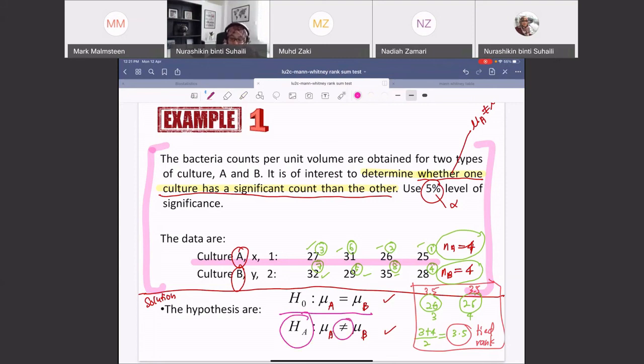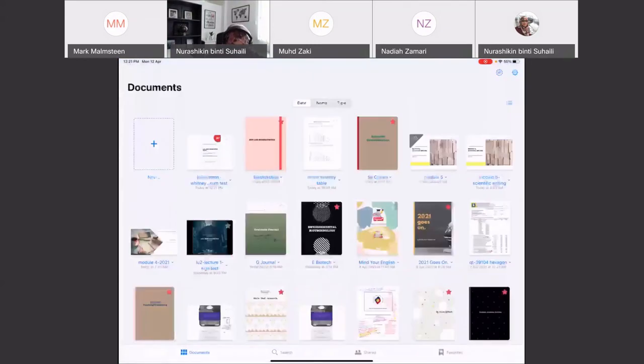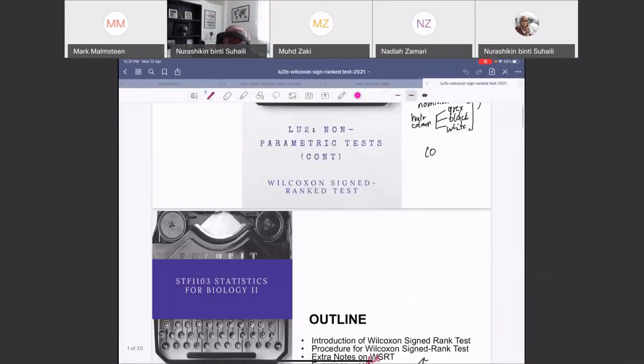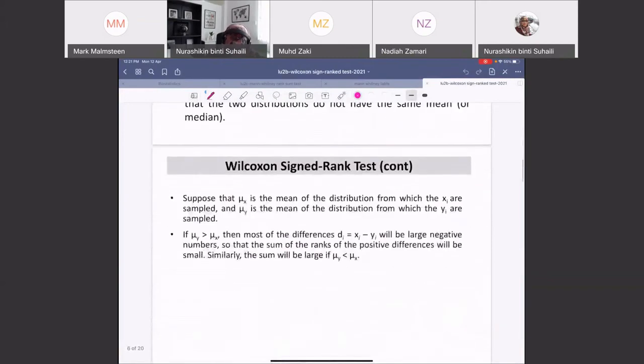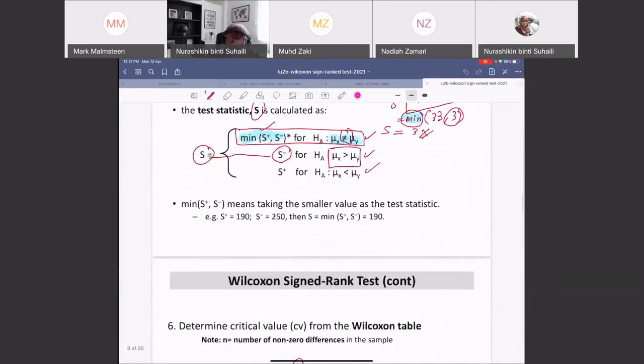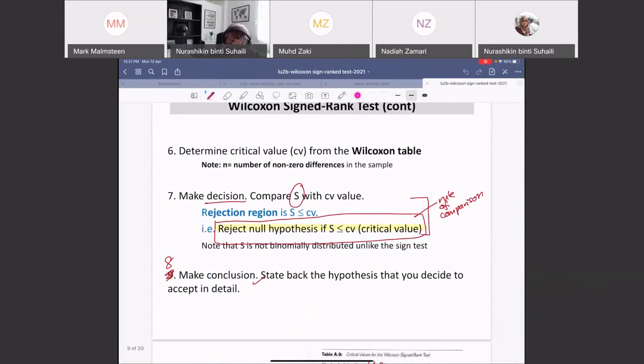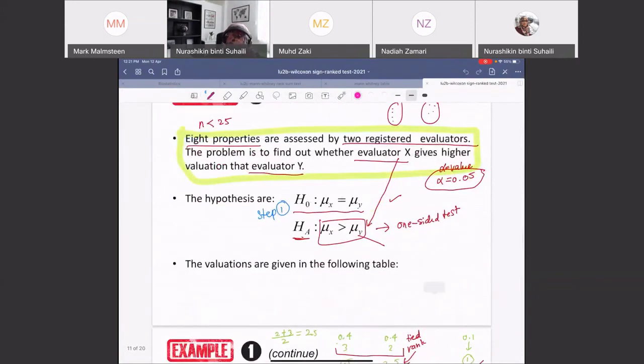Because it is not stated that we want to test whether mu A is greater than mu B or not, this is the general form: not equal. Let me give you an example from the previous one that mentioned which one is bigger than the other. It applies actually for all the tests. It is stated in the problem.